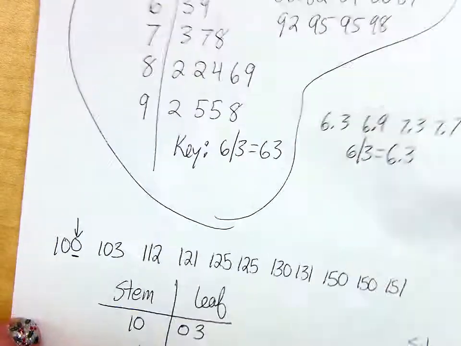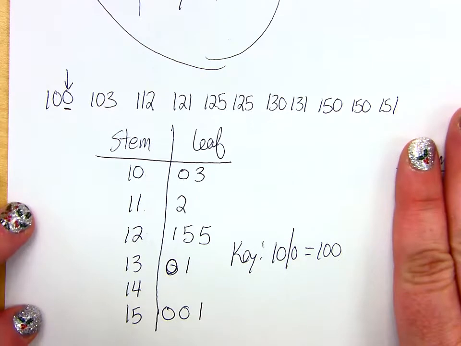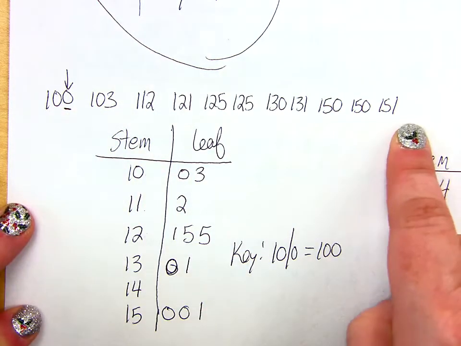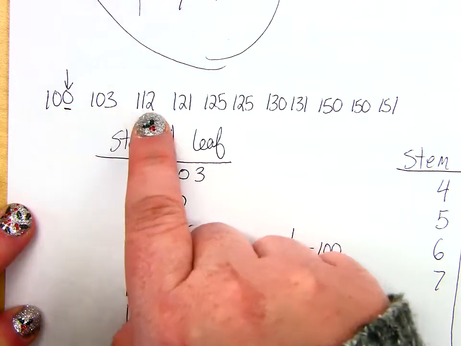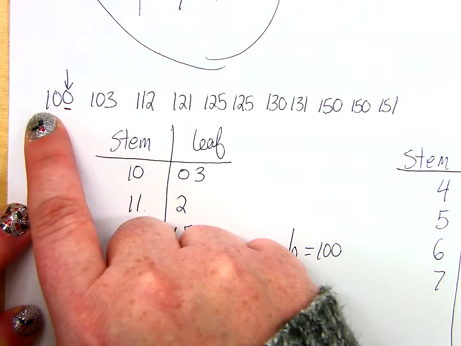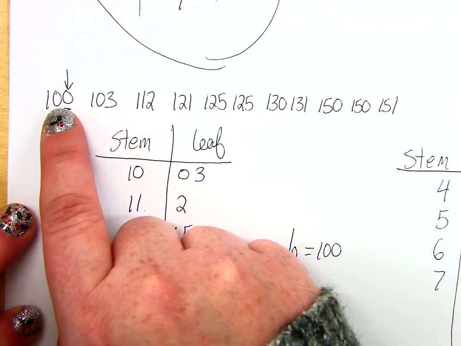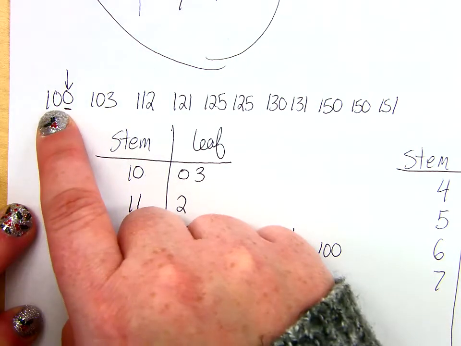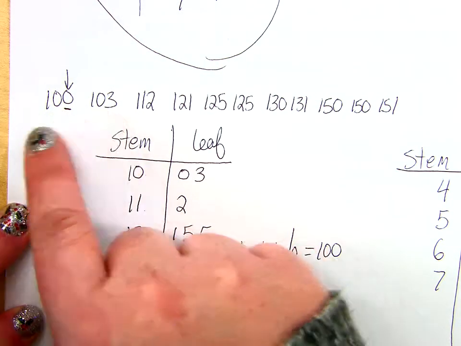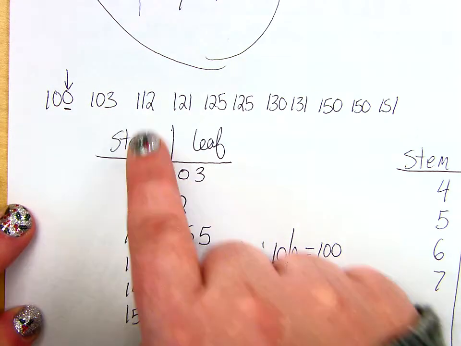So then we talked about 3-digit numbers. So if you had this big list of 3-digit numbers, your leaves can only ever be 1 digit long for each number. So in other words, you can't have a stem of 1 and then a leaf of 2 zeros, because each number can only have 1 digit for a leaf. So that's why we made our stem 10. So then these both have a stem of 10, and then the leaves are 0 and 3.